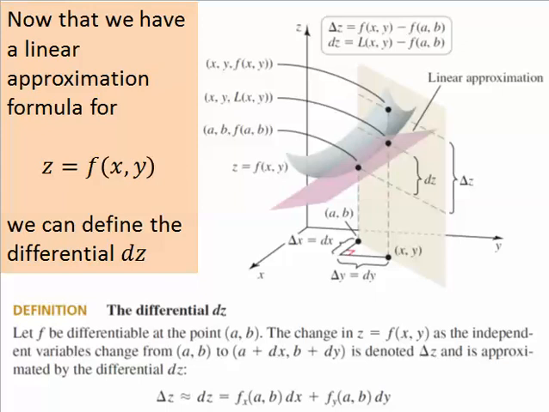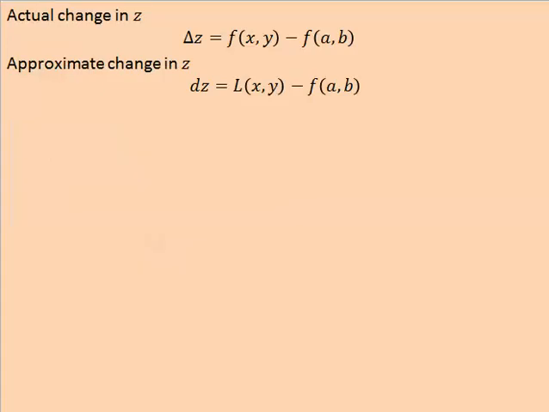Now that we have a linear approximation formula for a function, we can define the differential dz. Given x, y, the actual change in elevation is denoted delta z. The approximate change in elevation is denoted dz. For x, y near a, b, delta z is approximately equal to the estimate dz.